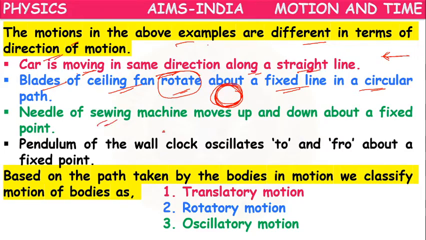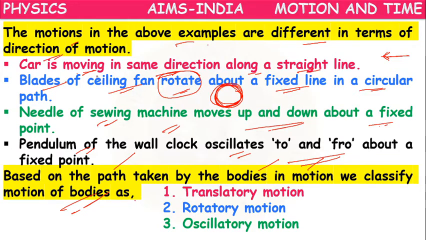The needle of a sewing machine moves up and down about a fixed point. Up and down motion we can observe here. The pendulum of the wall clock oscillates to and fro. To and fro motion we can observe here. So based on the path taken by the bodies in motion, we classify the motion of bodies into 3 types.